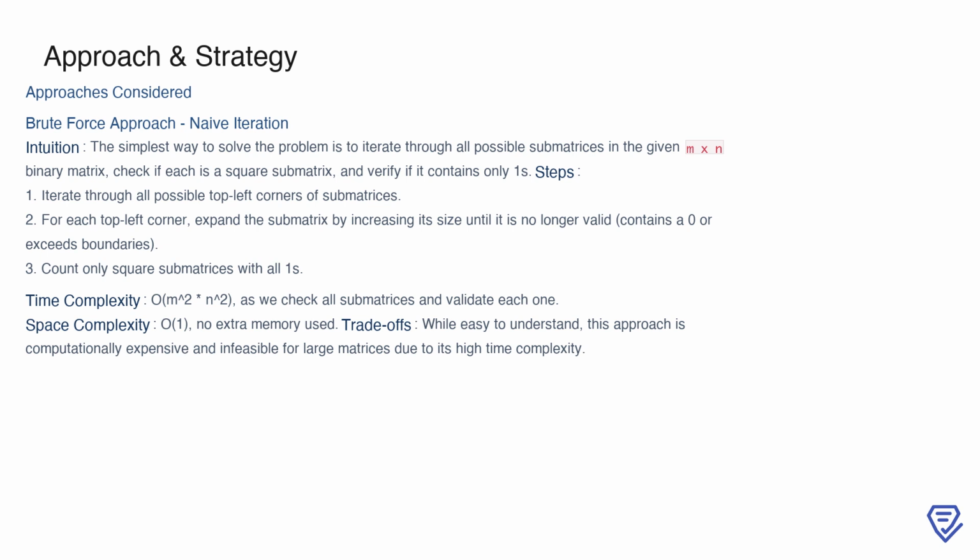While this method is easy to understand and implement, the trade-off is its inefficiency. The time complexity is O(m²n²), as we are essentially evaluating all possible submatrices, and for each one, performing additional validations. The space complexity, however, is O(1), since it does not require any extra memory. Ultimately, the brute force approach is not suitable for large matrices due to its significant computational cost, making it impractical for real-world applications or competitive programming.